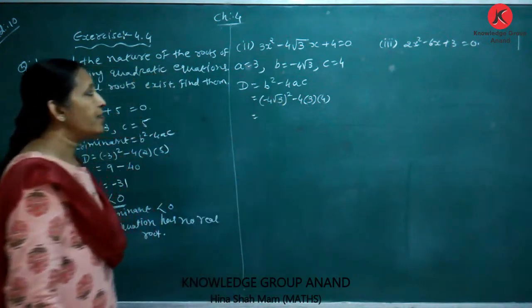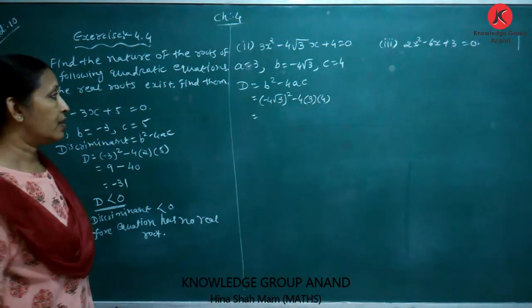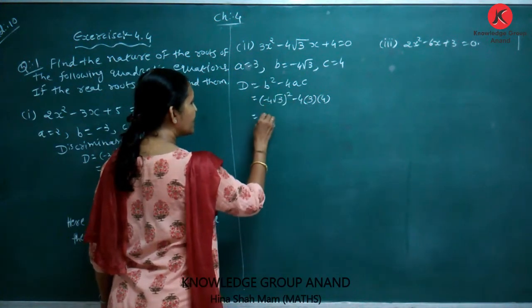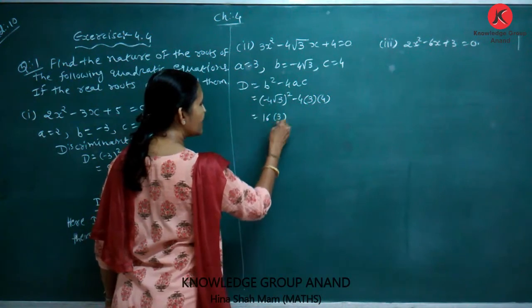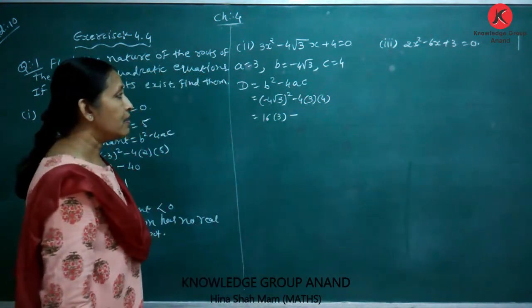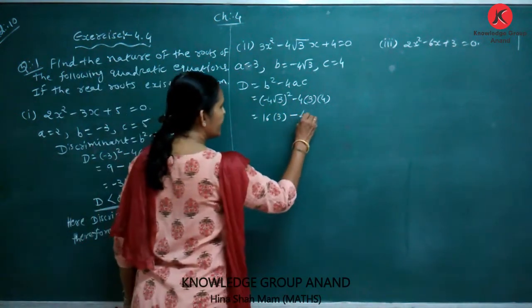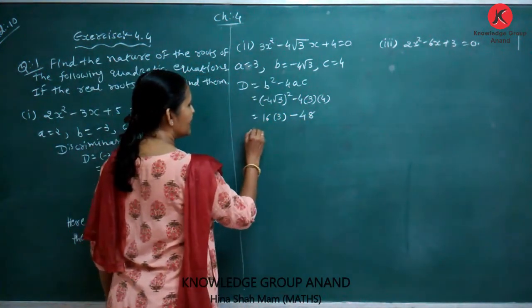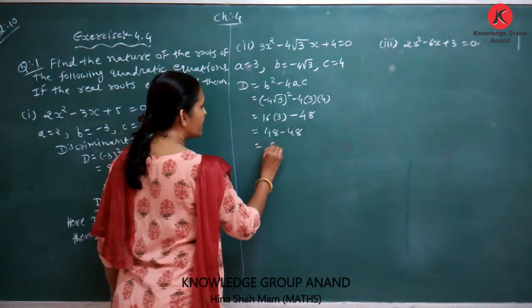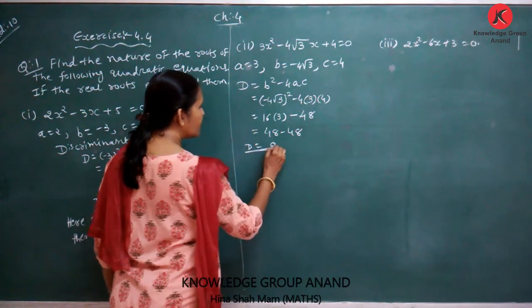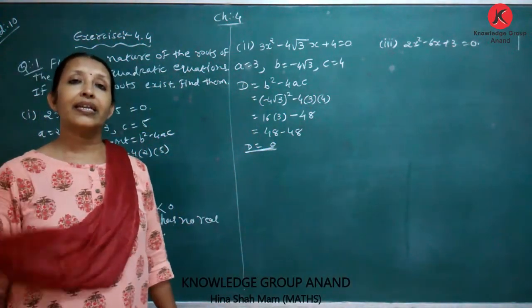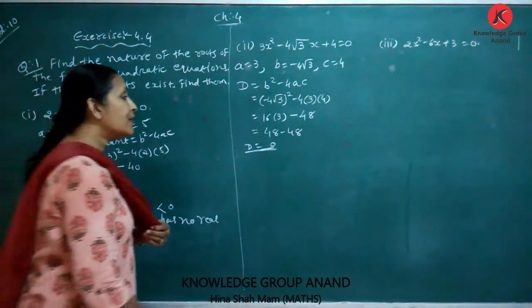What is the square of minus 4 root 3? Square of minus becomes plus, 4 square is 16, root 3 square is 3. So 16 times 3 is 48, minus 4 times 3 times 4, 12 fours are 48. 48 minus 48 is equal to 0. D is equal to 0. If the discriminant is equal to 0, then the equation has equal real roots.